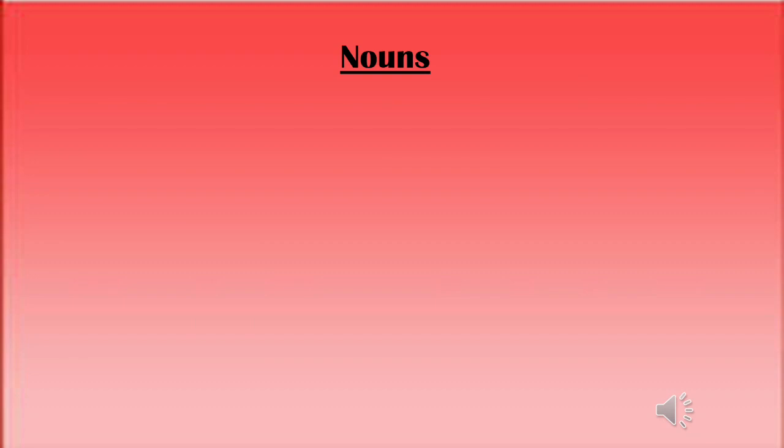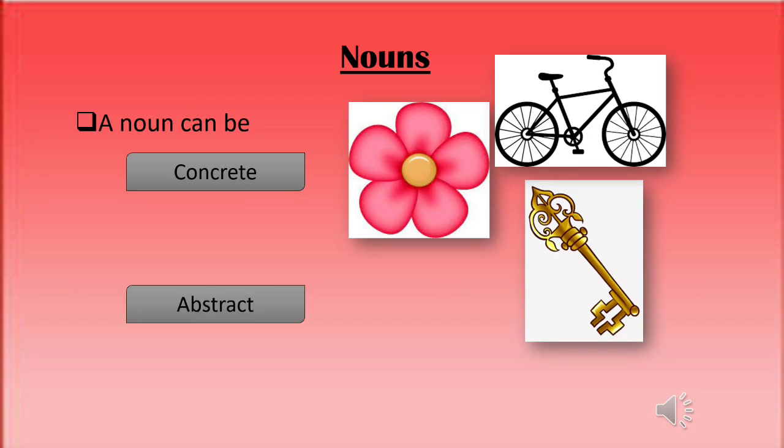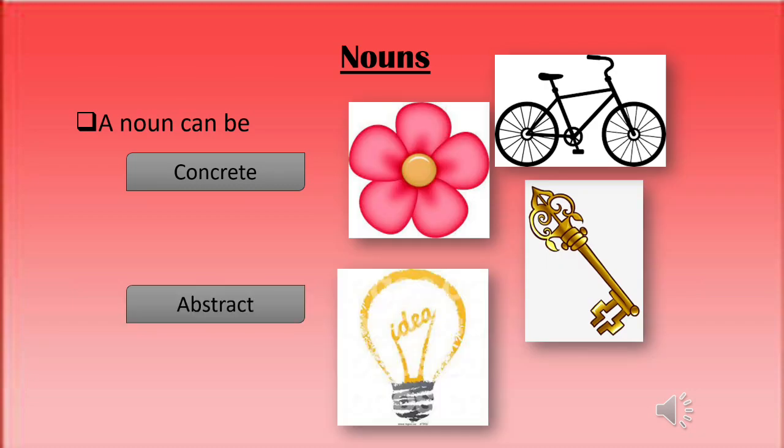Student, do you know a noun can be a concrete noun or abstract noun? Look at these pictures and tell me what is the difference between concrete and abstract noun? In the concrete noun, I have given some examples: flower, bicycles, key. And in abstract noun, I have given an example as idea. So what is the difference between these two types of noun? Let's see the difference between concrete and abstract noun.